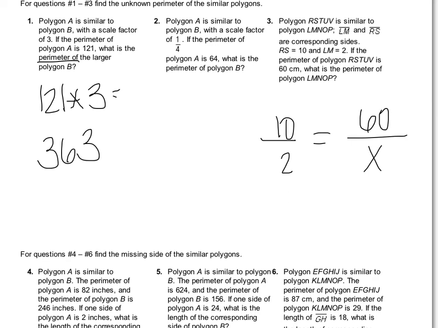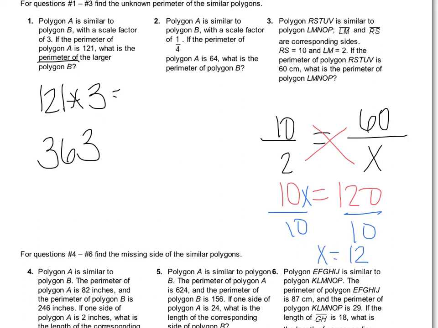Then I can cross multiply. 10 times X is 10X. 2 times 60 is 120. To get X by itself, I'm going to divide by 10. And 120 divided by 10 is 12. So that would be my perimeter of LMNOP.